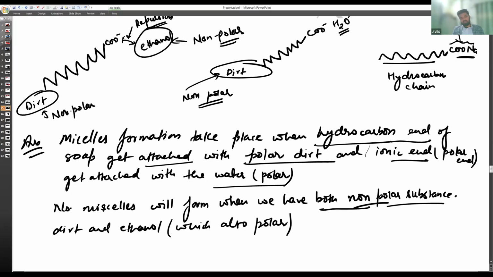So write it down. Micelle formation takes place when the hydrocarbon ends of soap get attached with the polar dirt, and the ionic end gets attached with the water, which is polar. No micelle formation will take place when we have both non-polar substances, dirt and ethanol. Note it down.